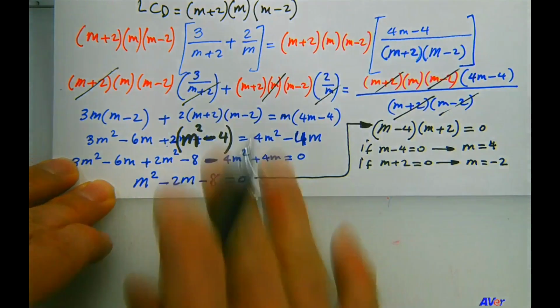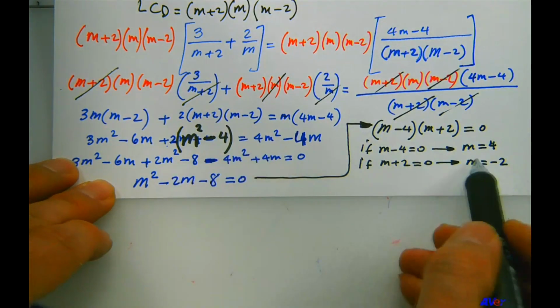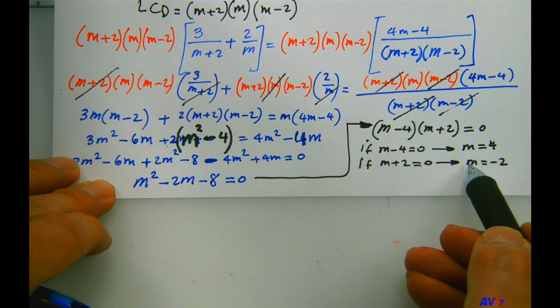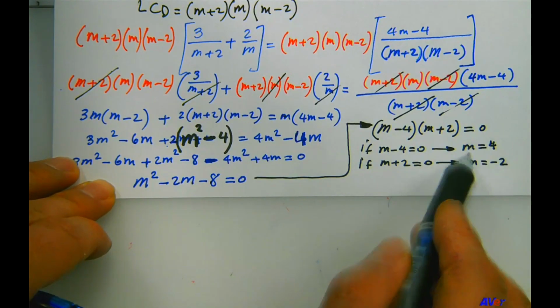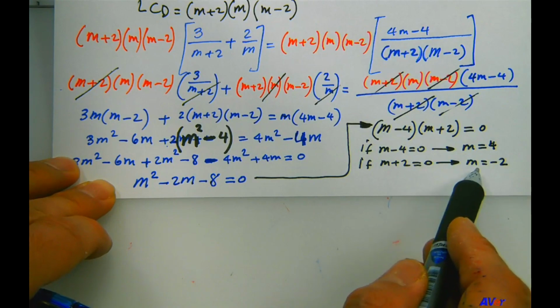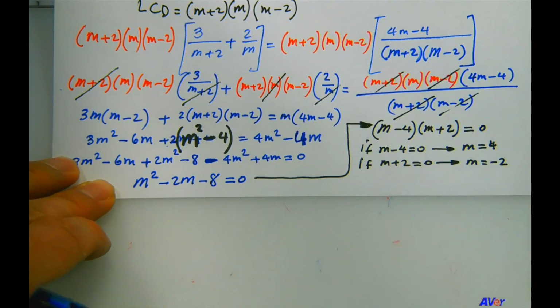Right? So let's look back. We have two answers. Should we accept these yet? No. We need to check these guys. M equals 4 and m equals minus 2. We need to check those two values. Let's check that on my scratch paper.